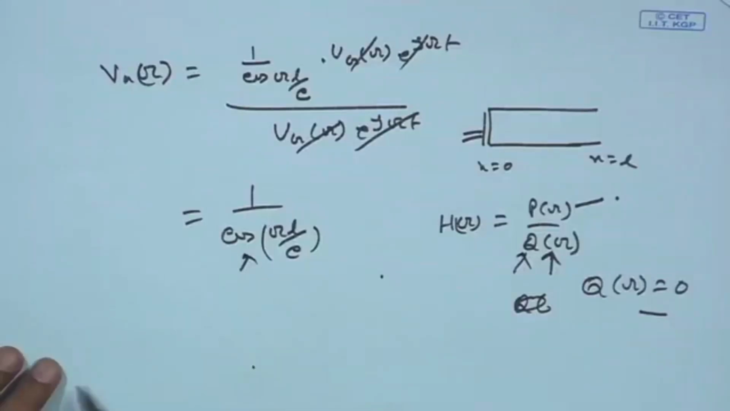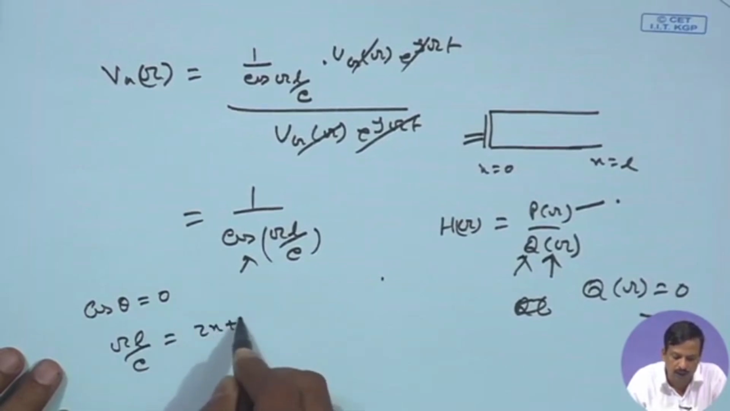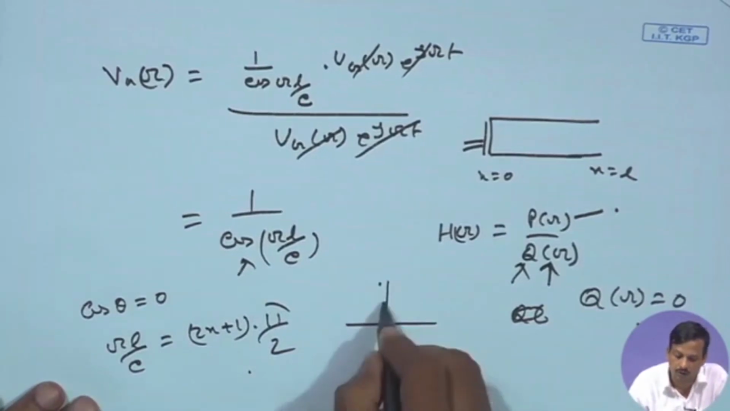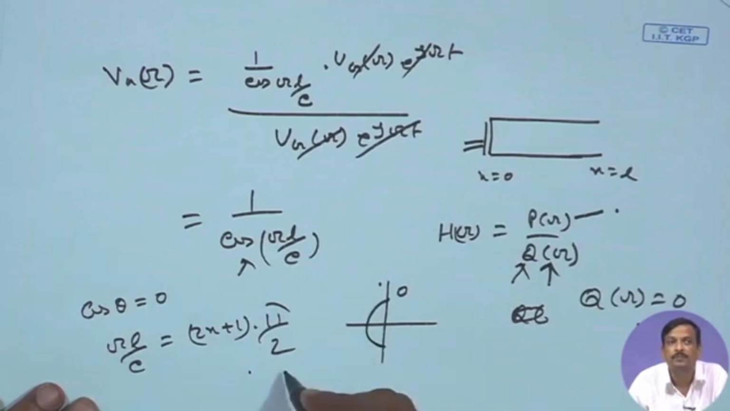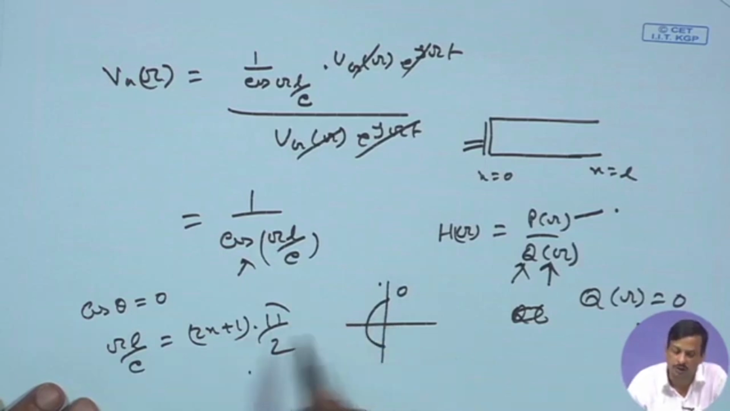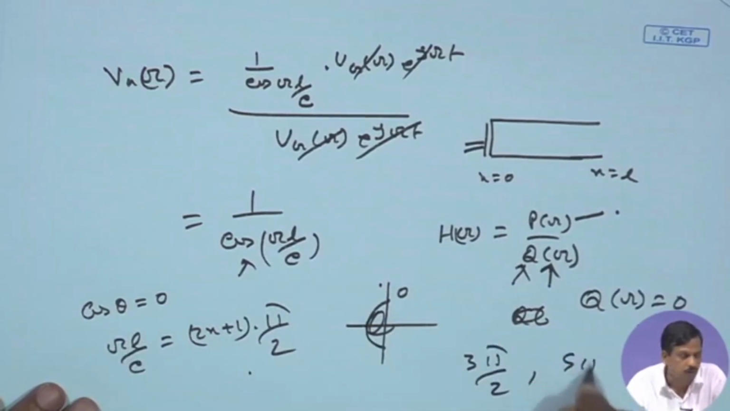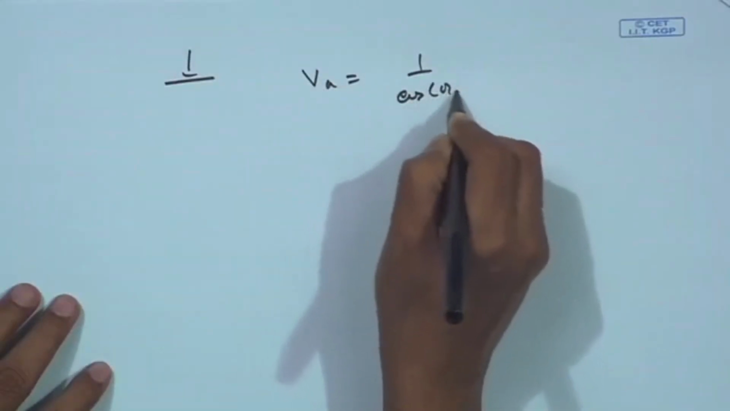How many solutions can I get here? Cos theta is equal to 0 when omega L by c is equal to (2n plus 1) into pi by 2. Cos pi by 2 is 0. Again it will be 0 where? At 3 pi by 2, at 5 pi by 2. That way, whenever this happens, it will be 0. So, V_A is nothing but 1 by cos omega L by c.